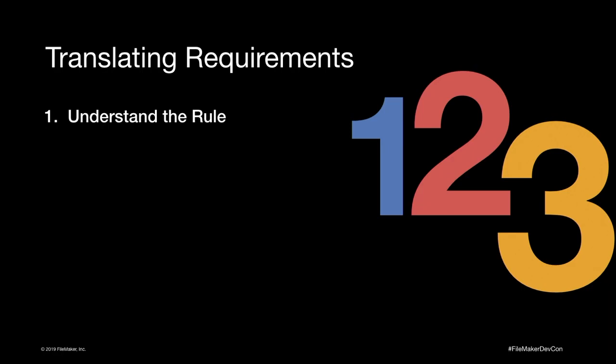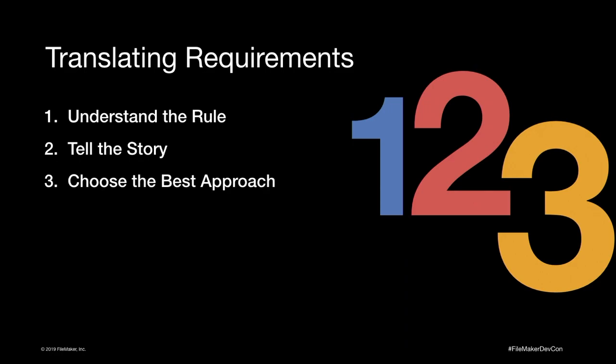First, understand the rule. It's been my experience that paraphrasing complex rules helps to ensure that you understand the objective and goals of your requirements. Step 2, tell the story. Telling the story will not only help you in fleshing out the context and other details, it will also help communicate with your client and your development team. It can also establish a foundation for boundaries. And step 3, choose the best approach. This is where you'll apply your FileMaker chops.